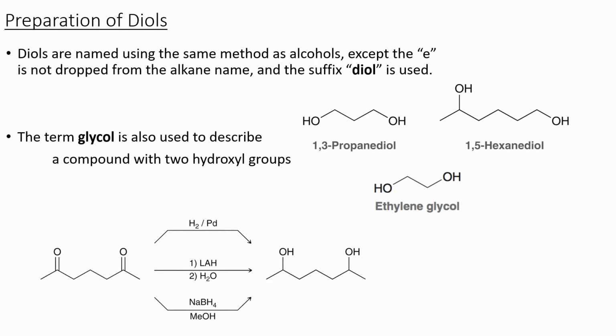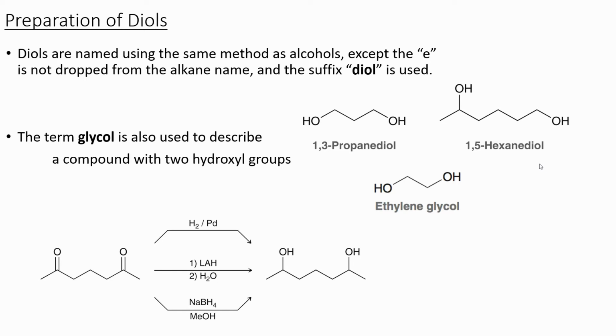The most common diol is ethylene glycol. This is antifreeze, a compound you may all be familiar with. And there are a variety of different types of diols depending on the carbon chain length, but particularly any alkane that has two alcohol functional groups within it is going to be a diol. And we can also use glycol to describe a diol.